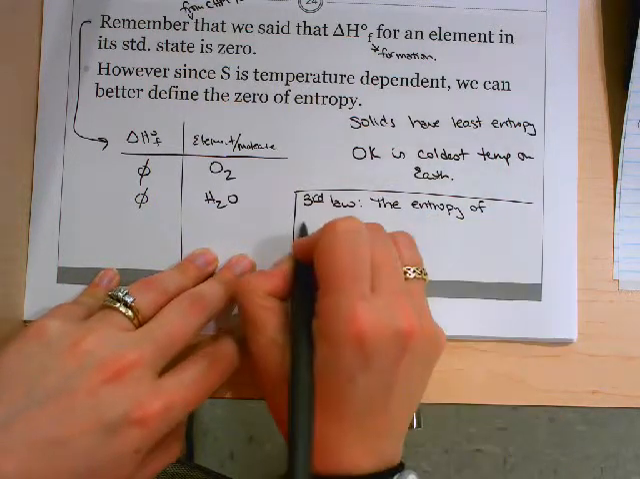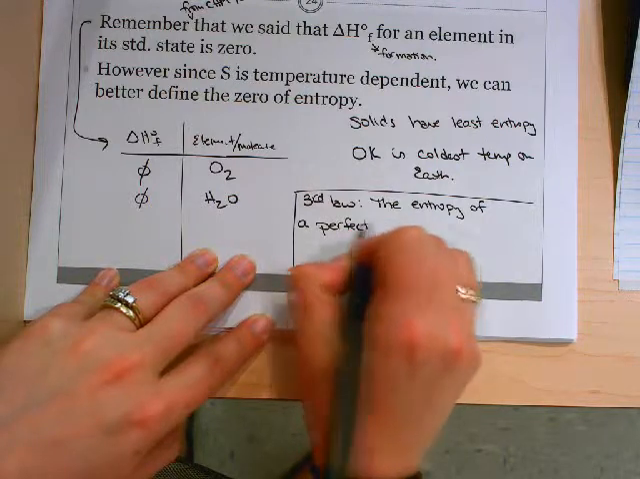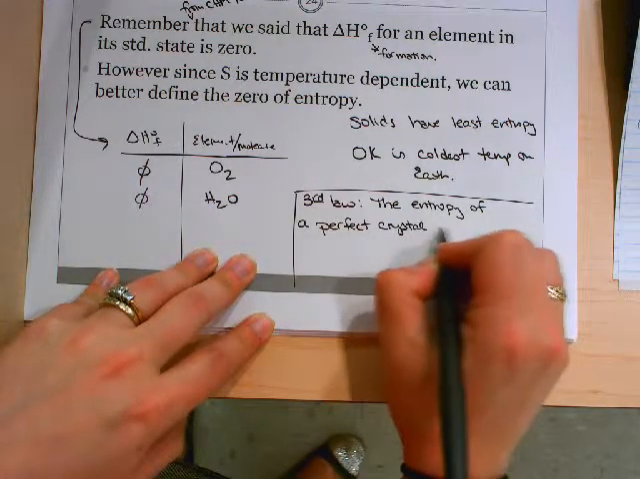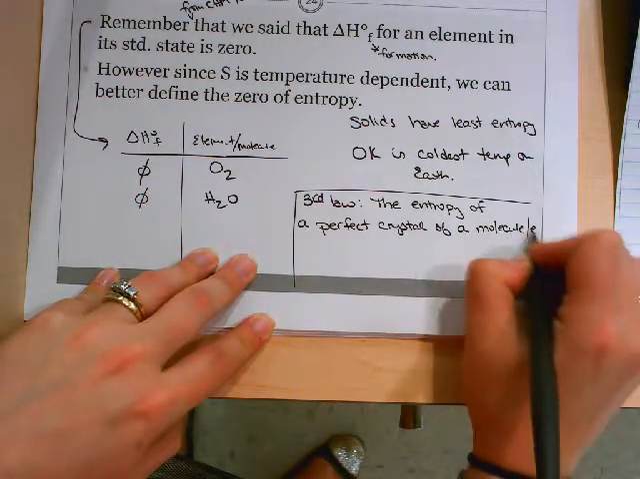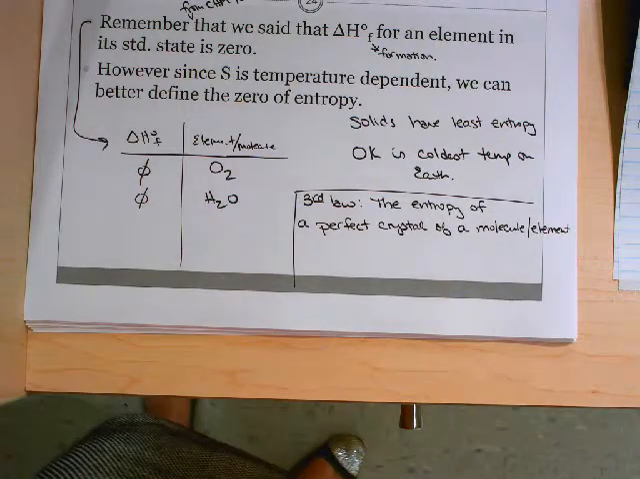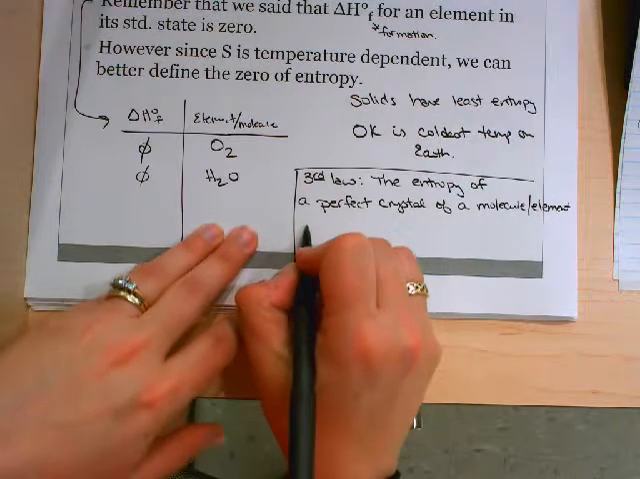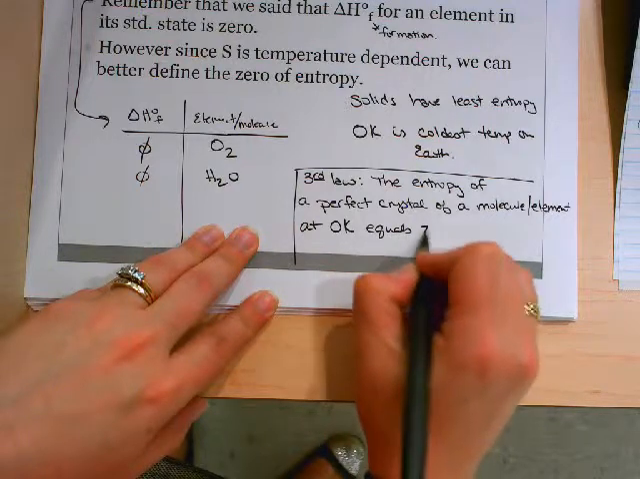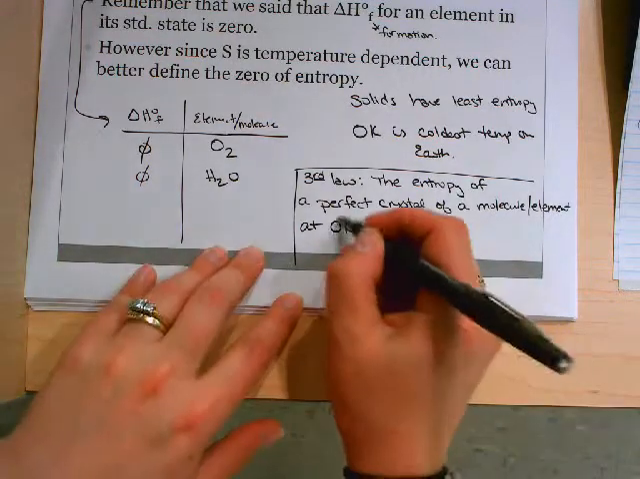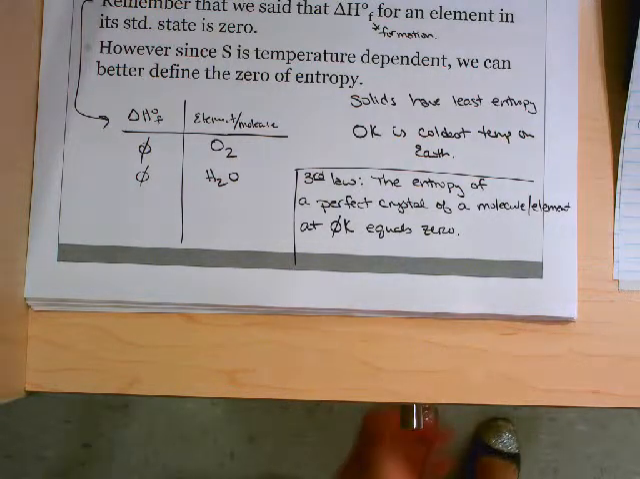The entropy of a perfect crystal of a molecule or element, either way, at 0 degrees Kelvin is equal to 0. Right, because you have to be able to figure out, is it getting more entropic? And so you have to have a 0 spot to start measuring from. And that gives you the 0, right?